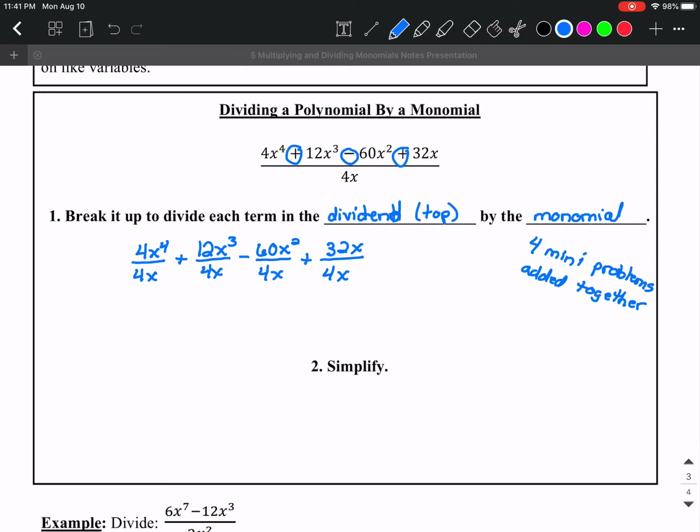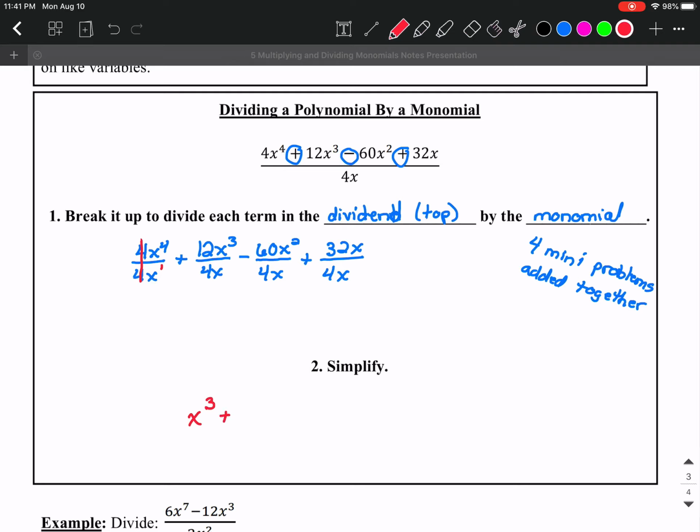So okay, when we look at this, what happens? The 4's cancel out, so the numbers are gone. X to the 4th divided by x. So the base is x. Now we subtract the exponents. We have 4 and 1. 4 minus 1 is 3. Keep the sign, which was plus sign.